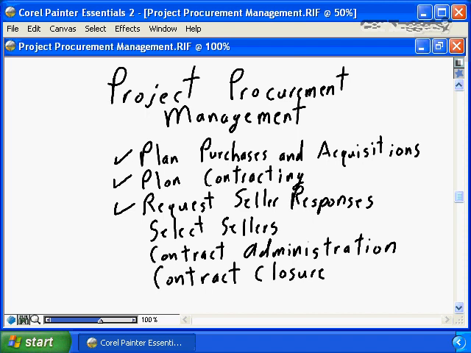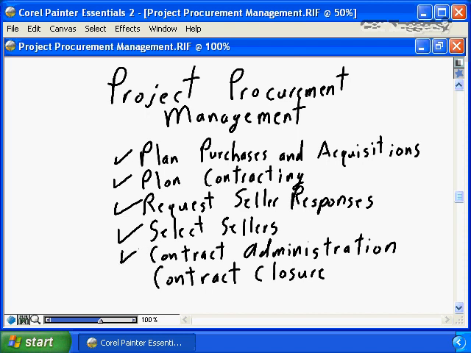Requesting the sellers is going out to the marketplace and advertising your need to buy and ensuring that you're publishing your request to the appropriate sellers to get adequate responses. Selecting the sellers is all about using a fair, justifiable process, using the appropriate evaluation sheets to ensure that you're truly picking the right solution for your project.